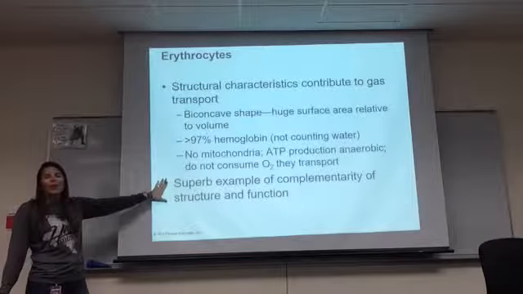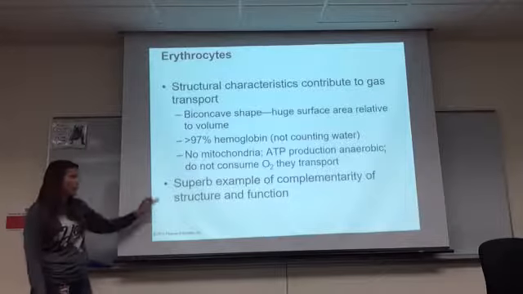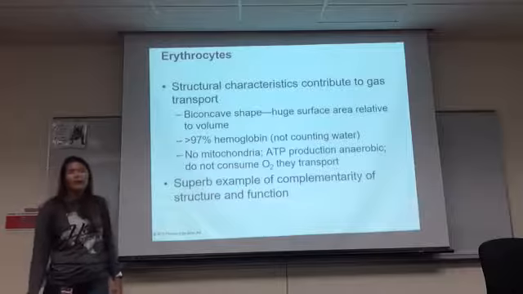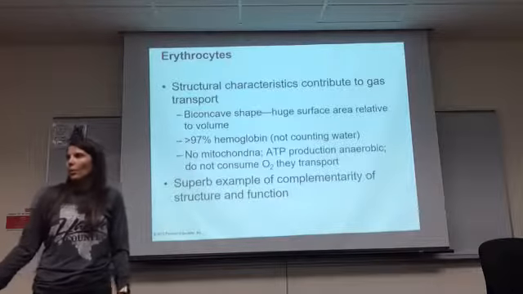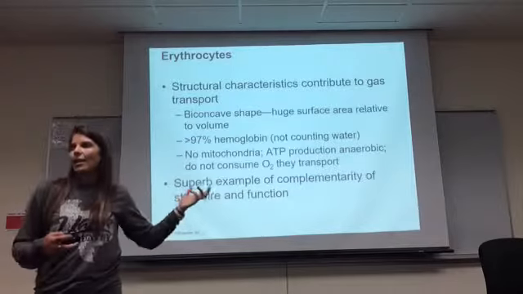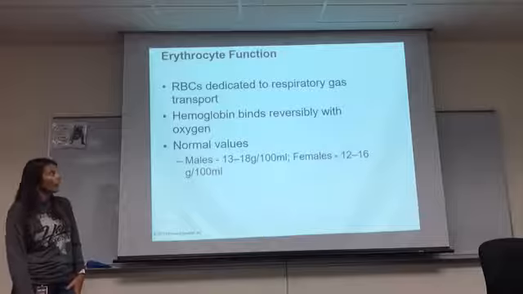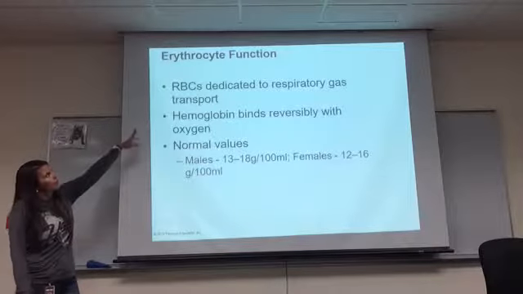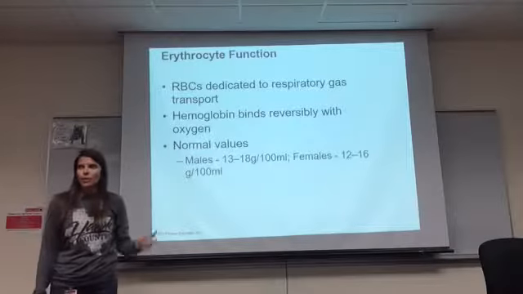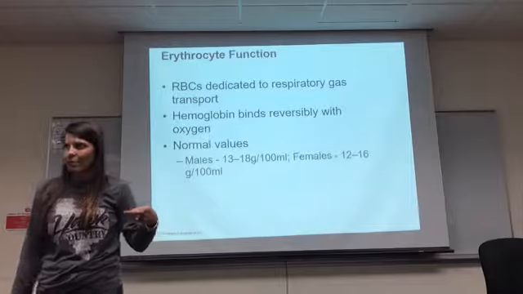Superb example of a complementary structure and function. These red blood cells are specifically designed to carry oxygen and fit through the smallest capillaries, which is where gas exchange occurs, oxygen and carbon dioxide, and they carry this. They do it perfectly if you're healthy. Erythrocyte function. It still mentions here that their main responsibility is the transportation of respiratory gases. You have two respiratory gases, oxygen and carbon dioxide.